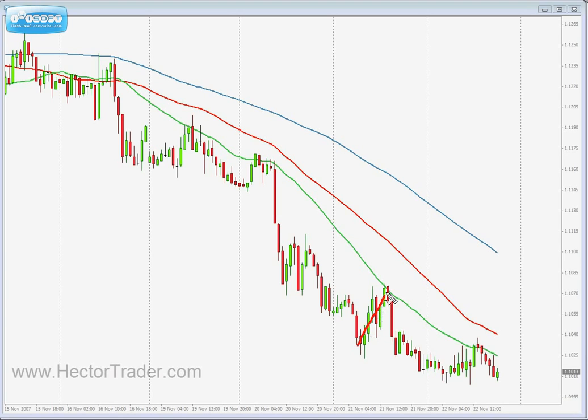The next opportunity comes here. We have another retracement back to the dynamic area of resistance. In this case, we just peep the 30 simple moving average, but nonetheless we do get there. All right, good, fair enough.